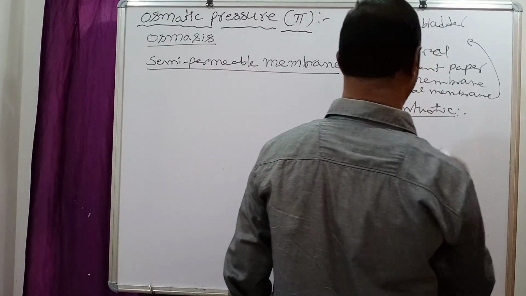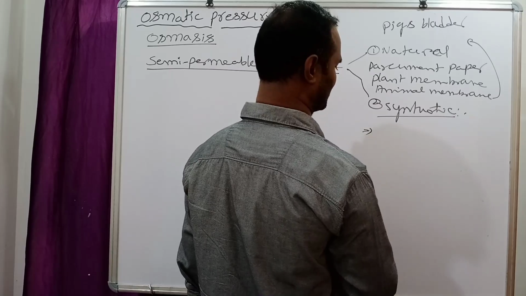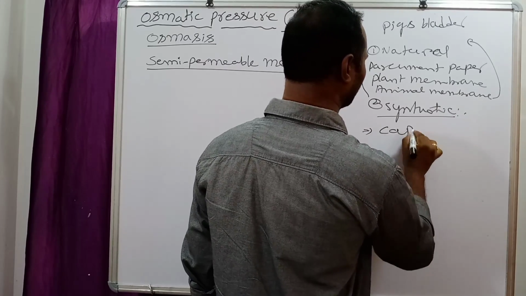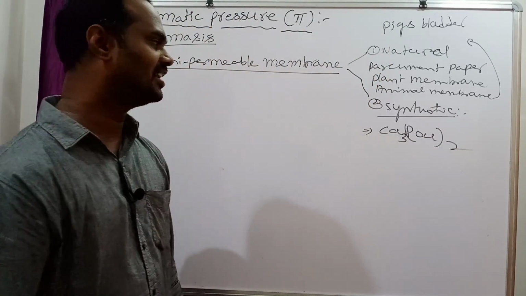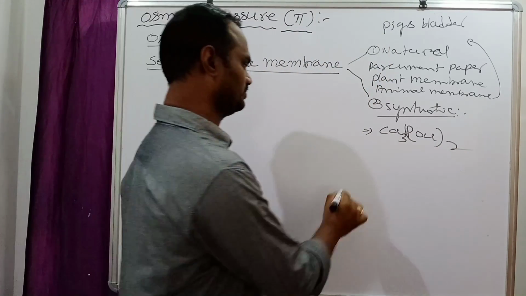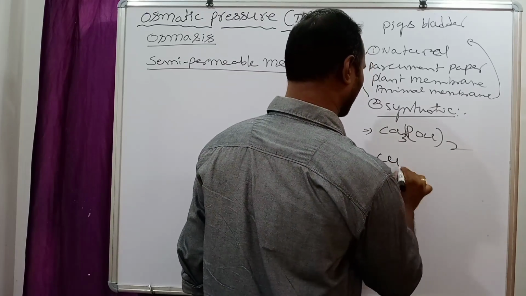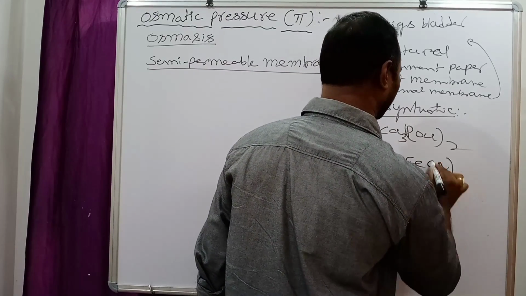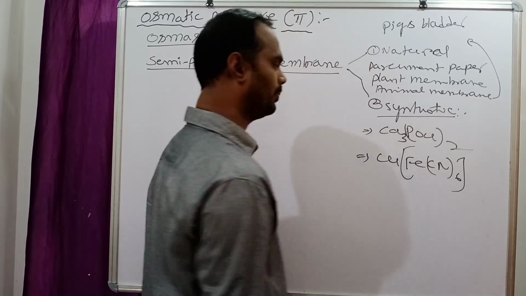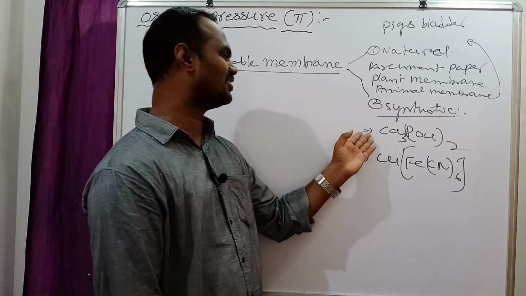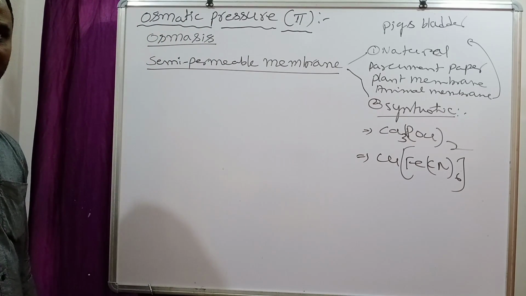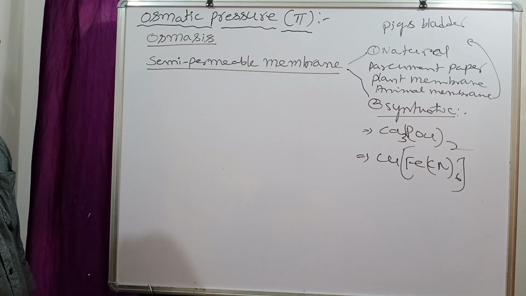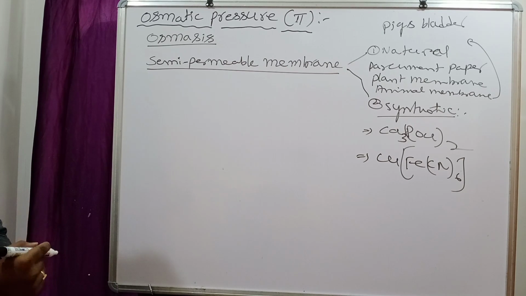Synthetic semi-permeable membranes are generally gelatinous calcium phosphate layer and gelatinous copper ferrocyanide. These we can use as synthetic semi-permeable membranes. Now one small experiment you have to see to understand osmosis.